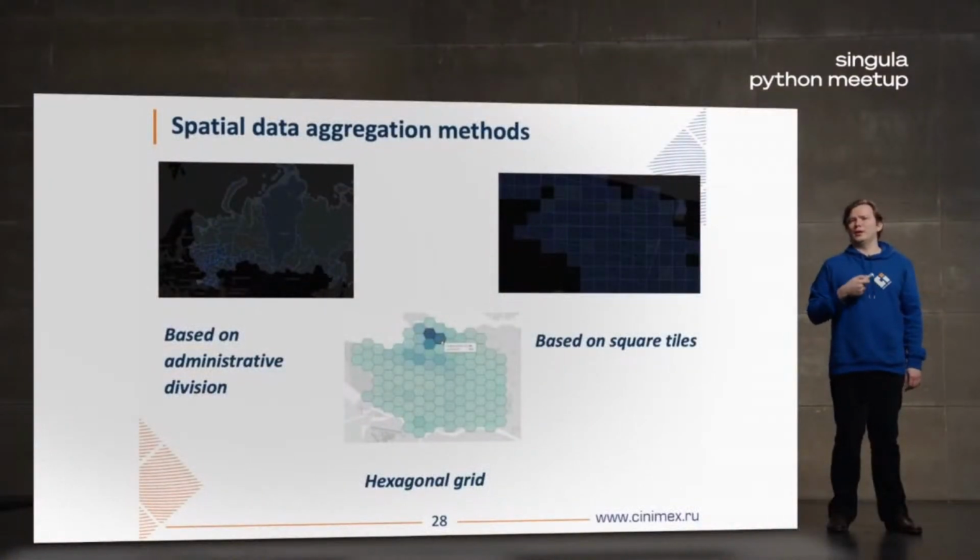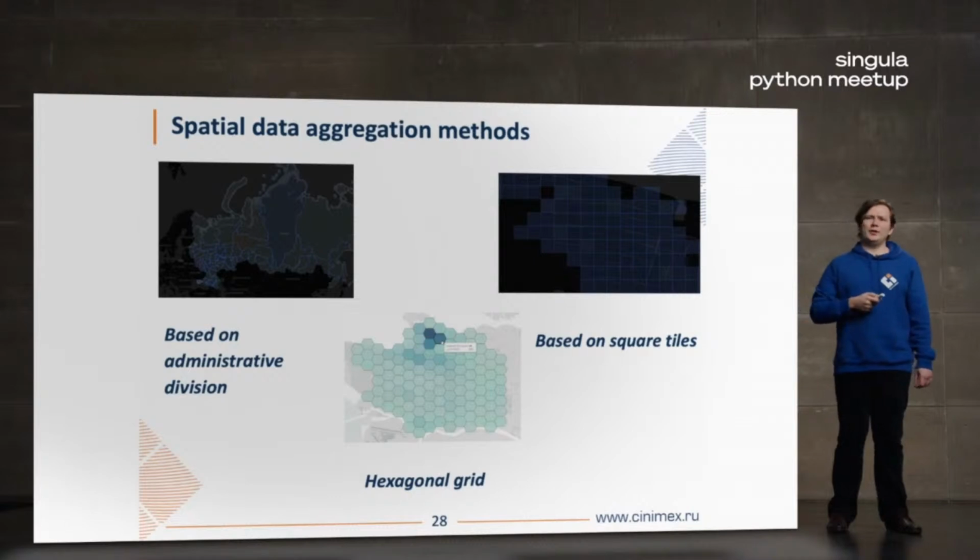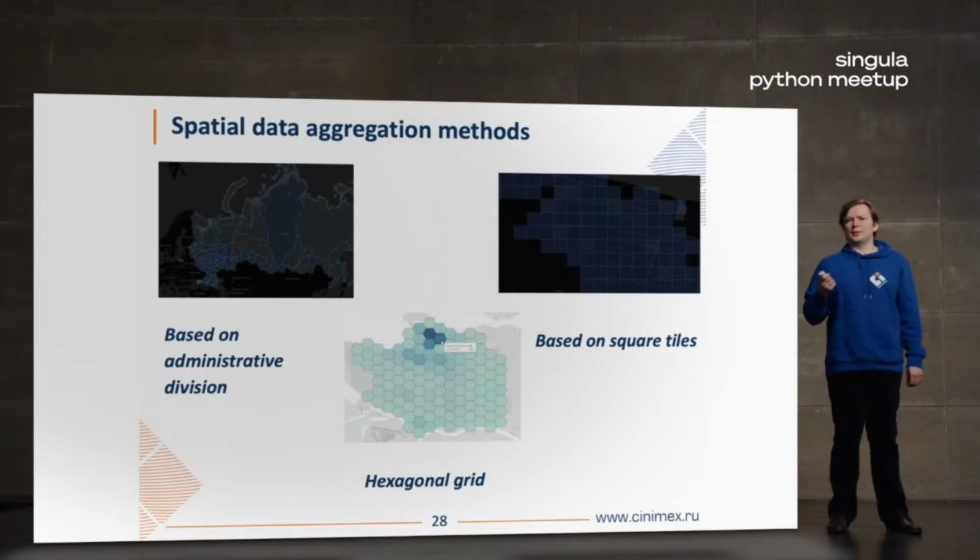So now we're going to talk about point aggregations. You can use at least three types of aggregations in order to make your features. For example, you can use administrative division, especially when it is connected with a business problem. But in many cases, it is not very convenient because different types of areas, regions, or countries have different areas.